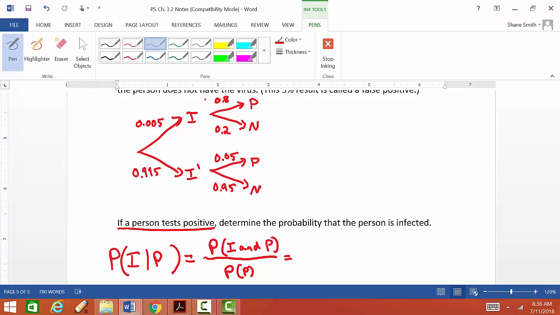Okay. So I'll use a different color for this. So the probability of getting infected and a positive result, well, there's two ways this can occur. It can be infected and positive. Actually, there's only one way. Infected and positive. It's this branch right here. And I told you in section 3.2 that when we make a tree diagram like this and I want to find the probability of and, we multiply along the branches. So that's 0.005 times 0.8.